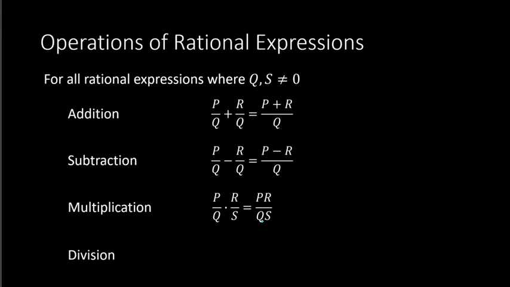And now with division, say we had p over q divided by r over s. Division is the same thing as multiplying by the reciprocal. So instead of dividing by r over s, we can multiply instead by s over r, which would give you p times s on the top and then q times r on the bottom. And realize that r cannot equal 0 and q cannot equal 0 as well.